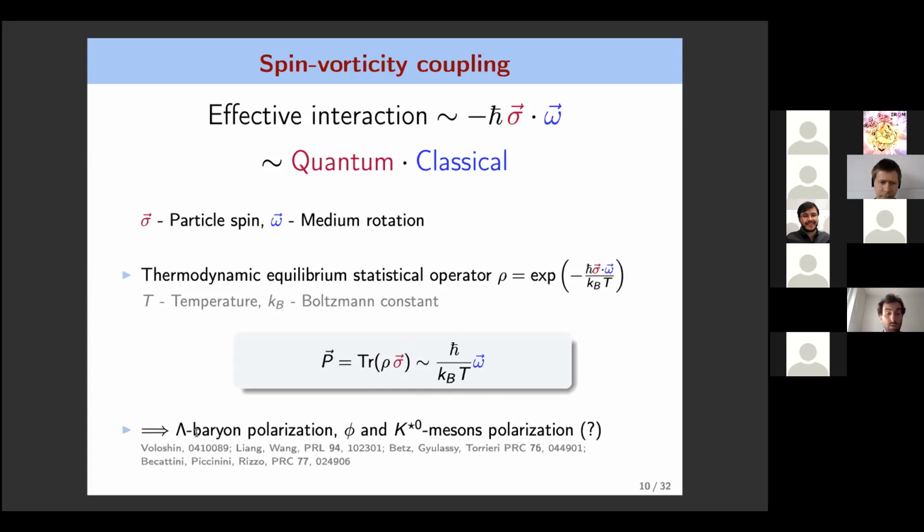And this is what has been observed for the lambda baryons, and also for the vector mesons, but I will not touch this. This is also a problem where theory and experiments do not really agree. But anyway, we will focus on spin-half particles, so on the physics basically related to the lambda polarization.